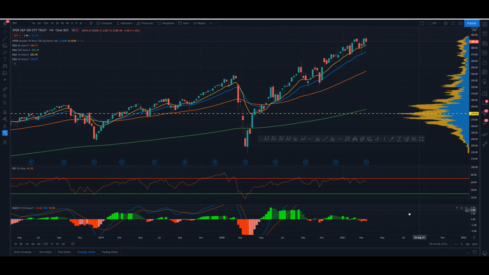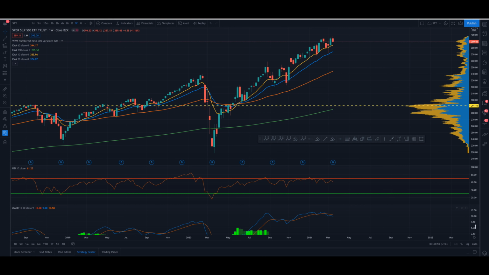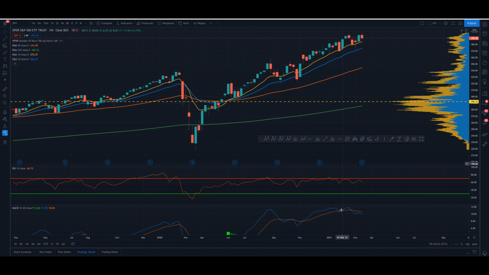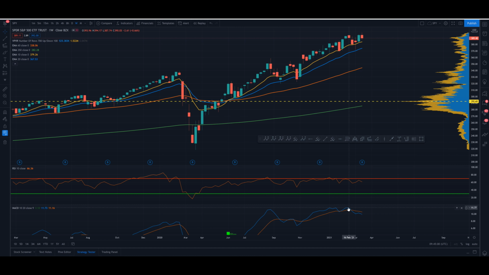Well, we're going to need to just zoom in here on the MACD a bit, stretch it out a little bit. So we can see how on the shorter time frame, from the high back here on the 16th of February, we can see a high here in the MACD. We then had a bearish crossover of the short term, the blue moving average, over the longer term orange moving average here, the 10 over the 20.